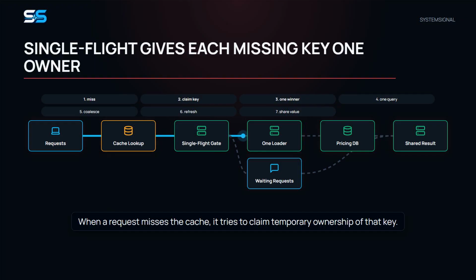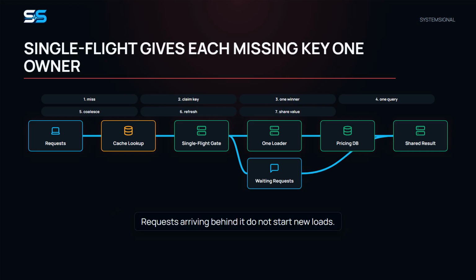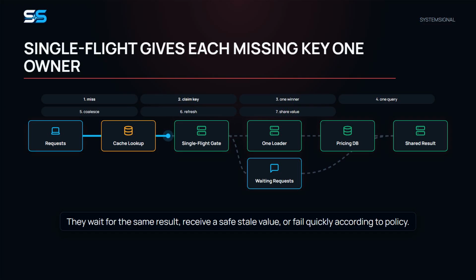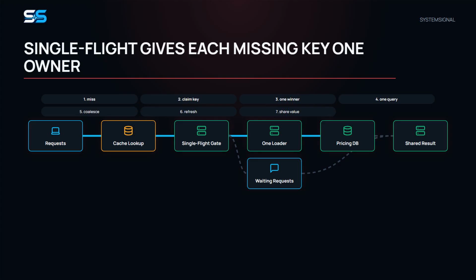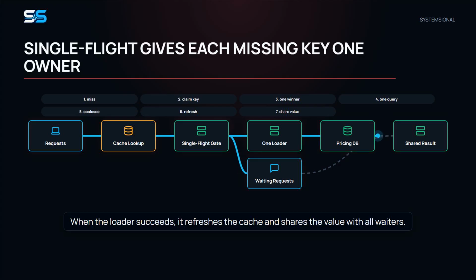When a request misses the cache, it tries to claim temporary ownership of that key. One request becomes the loader and queries the database. Requests arriving behind it do not start new loads. They wait for the same result, receive a safe stale value, or fail quickly according to policy. When the loader succeeds, it refreshes the cache and shares the value with all waiters.